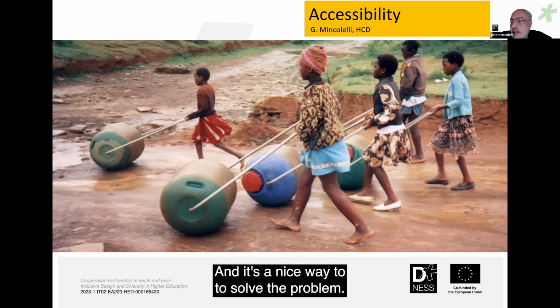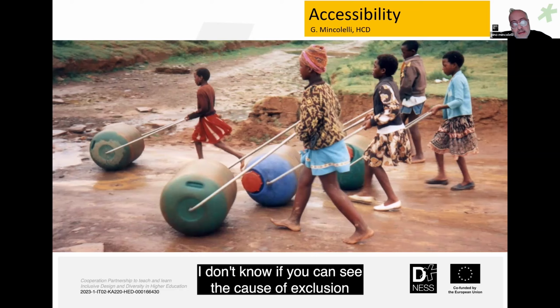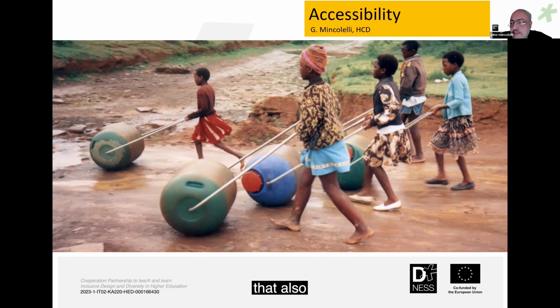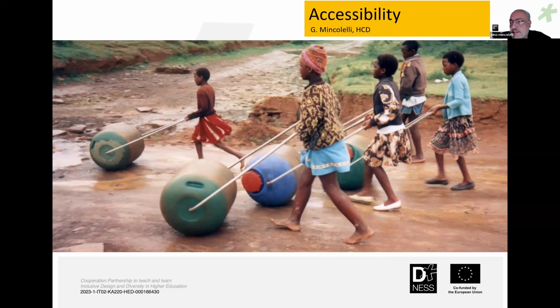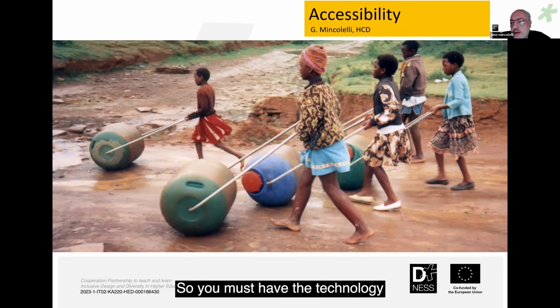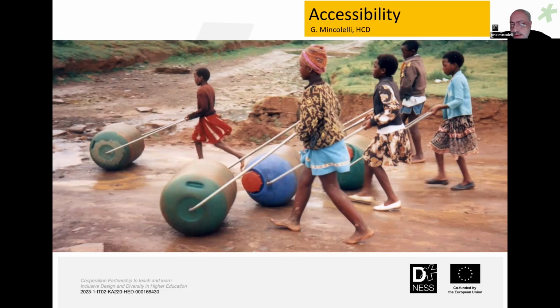And it's a nice way to solve the problem. I don't know if you can see the cause of exclusion that this solution also implies. To make this, you must have a plastic transformation plant. So you must have the technology to create polymers and to heat it and to mold it in shapes that are not so easy to make. And especially if one of these objects breaks, you are not able to repair it.